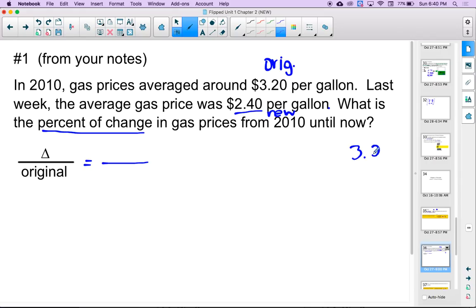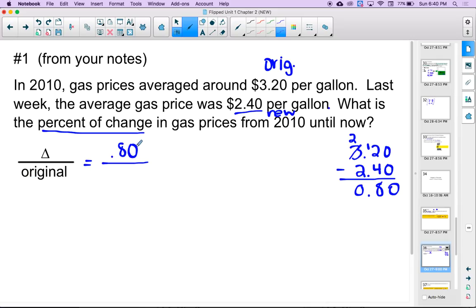$3.20 minus $2.40. That will tell me how much our gas prices changed since 2010. 0 minus 0 is 0. 2 minus 4, I'm going to have to do some borrowing. I'm going to borrow. I get 12 minus 4 is 8. Line up your decimal. 2 minus 2 is 0. So our gas prices changed. They had a delta or a change of 80 cents in those years since 2010.